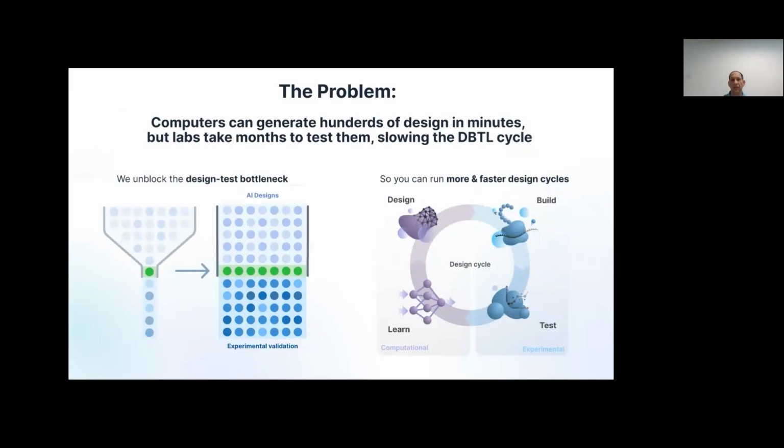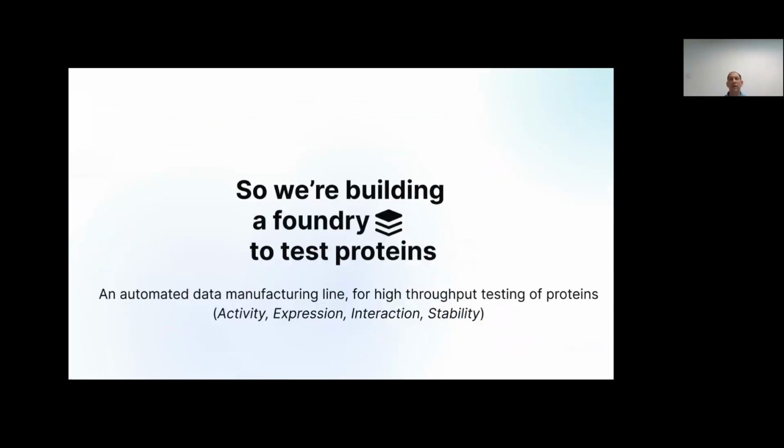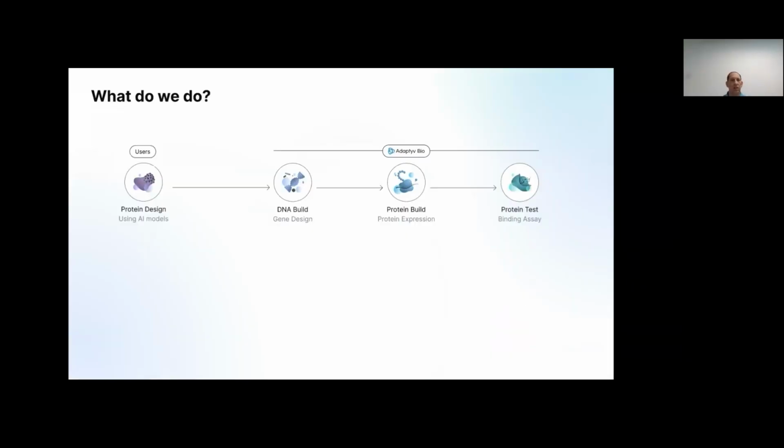And this is what Adaptyv Bio wants to do. We are building a foundry to test proteins. That means an automated data manufacturing line for high throughput testing of proteins to measure their activity, expression, interaction, stability. And this is a service that we sell to our clients, who are mostly people who design proteins using computational and AI-based tools. So our users are mainly these AI model designers.